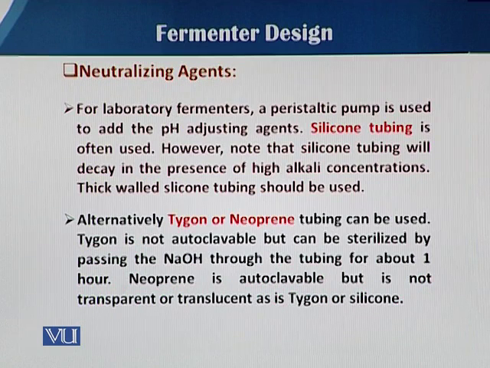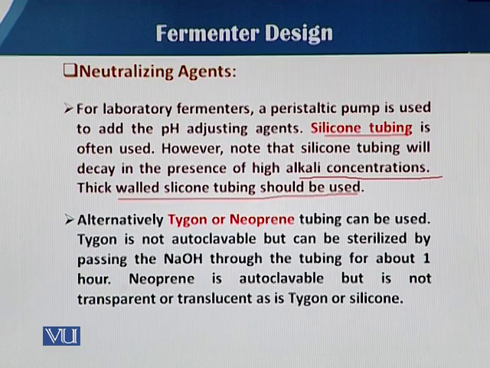For laboratory fermenters, a peristaltic pump is used to add the pH adjusting agent, and that is linked with different kinds of tubing, and mostly silicone tubing is used. The silicone tube will decay in the presence of high alkali concentration, and when we sterilize that material at a high temperature, the silicone tubing has a restricted life.